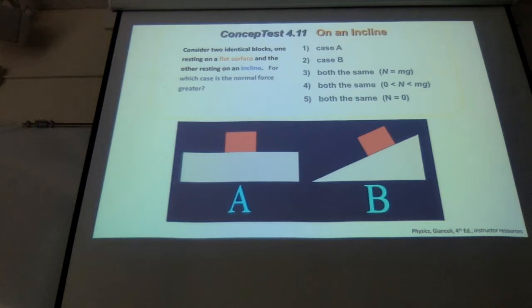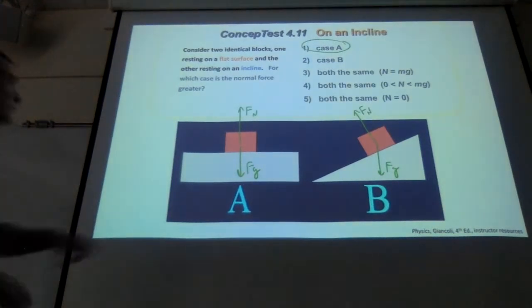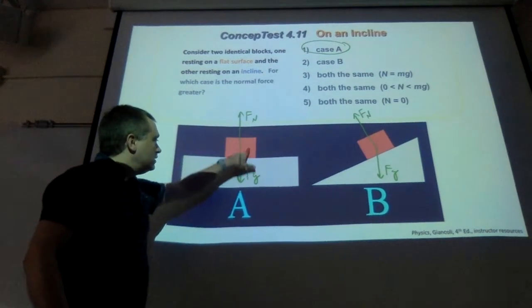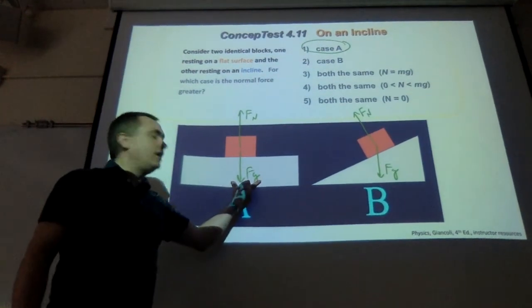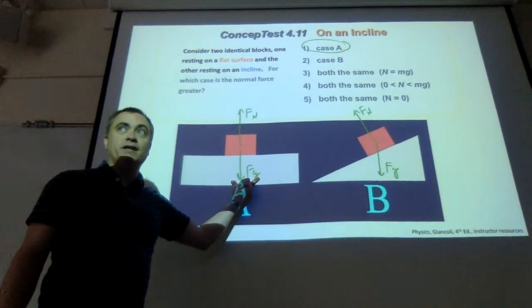Okay, I see some A's out there. You're right. A has more normal force, but why? Both of them have a normal force and a gravitational force. Okay, that looks something like that. Keep in mind, here, the normal force is exactly and totally balancing the gravitational force completely.